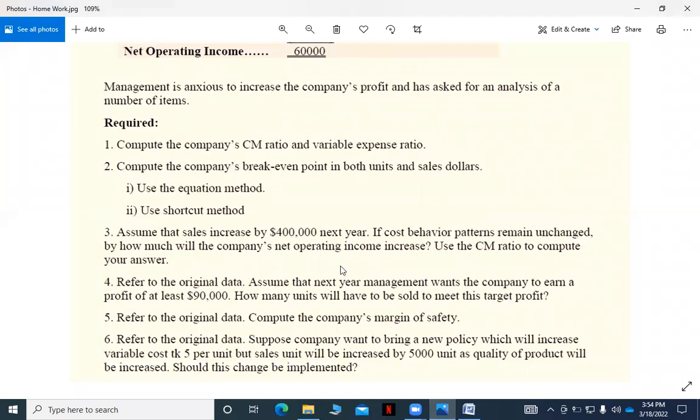Now I'll go to number 4. Refer to the original data. Assume that next year the company management wants the company to earn a profit of at least 90,000 taka. How many units will have to be sold to meet this target profit? So this is a target profit problem. You know the formula: fixed cost plus target profit divided by contribution margin per unit. Then you will get how many units you need to sell to meet the target profit.